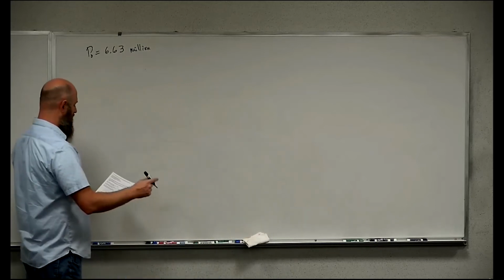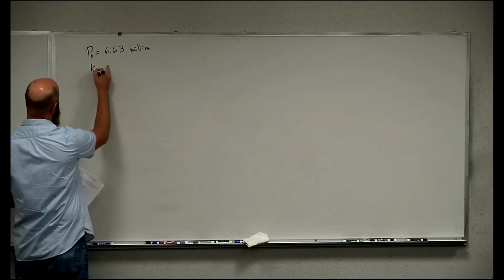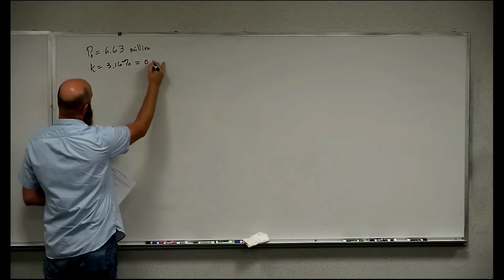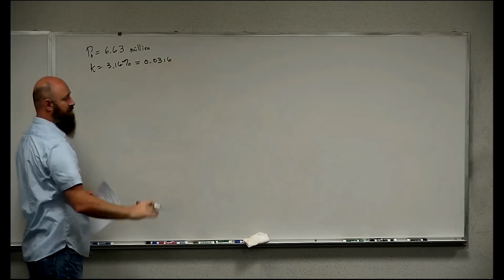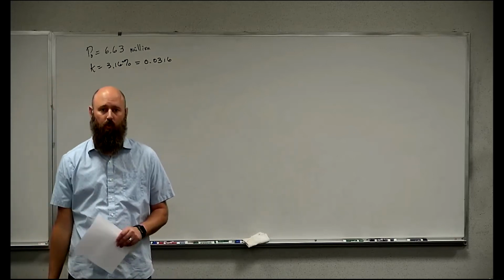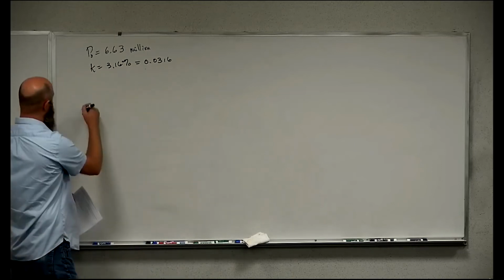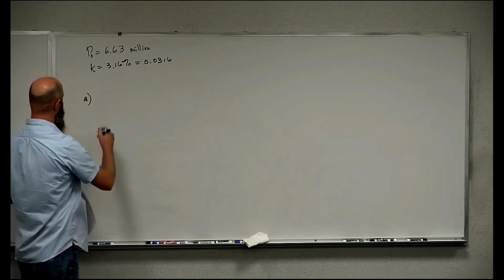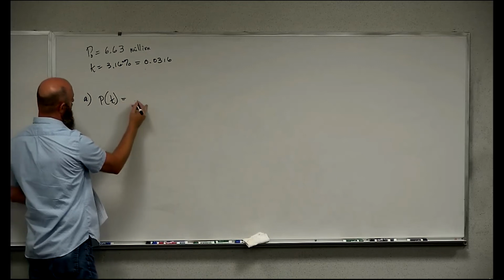It also says that the growth rate was 3.16%. K is 3.16%, which is 0.0316. We never leave it with this percentage on there, okay? We got to change it to that decimal in order to work with those pieces, okay? All right, so for part A here, to write the equation, it already has P of T on there. So we know that that's the case.